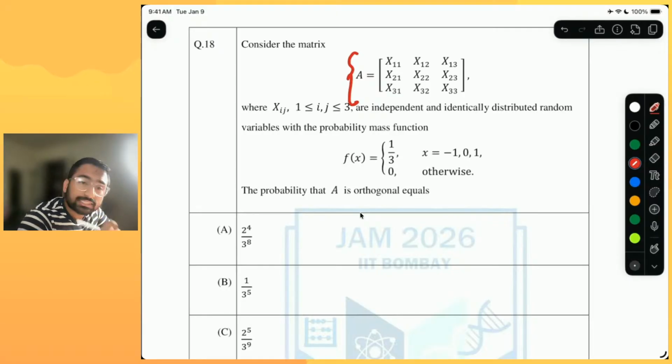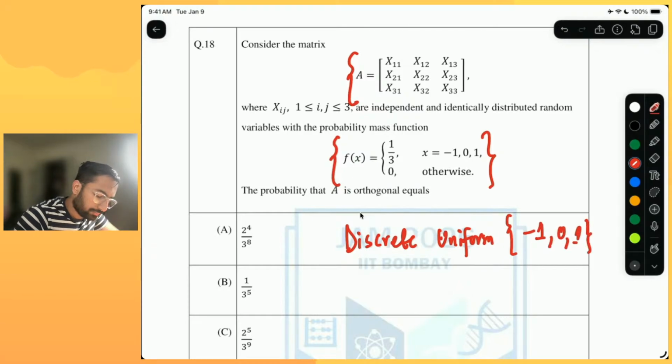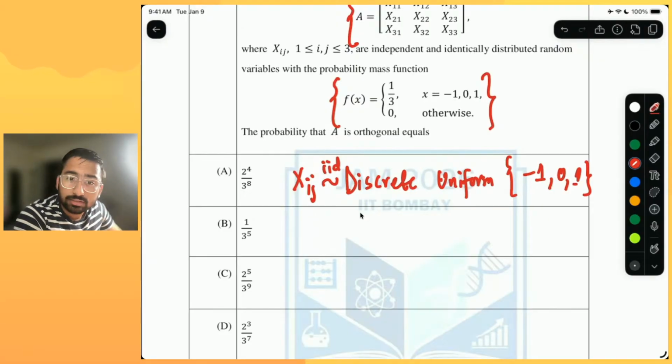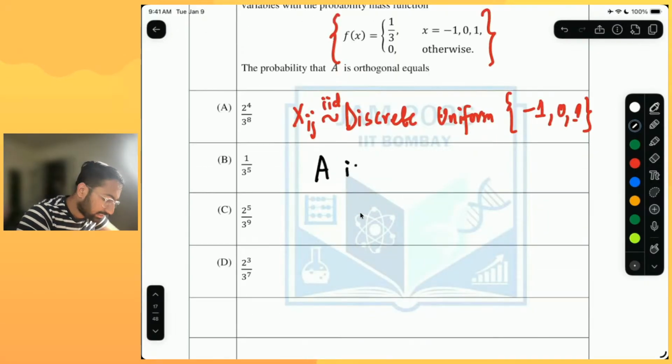In these 9 elements, each of these elements is distributed using this PMF, probability mass function. This is nothing but discrete uniform. This is a discrete uniform distribution which takes values between -1, 0, and 1. This is the distribution of each of these xij. So each of the xij follows IID discrete uniform -1, 0, and 1. So the question is, what is the probability that this matrix A is orthogonal?